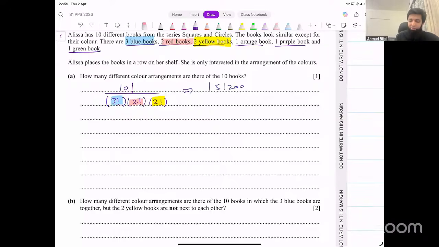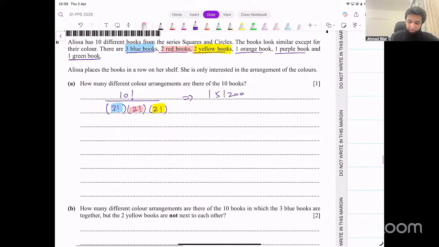151,200. That's our final answer. Okay, that's the first part. We're only arranging the colors. Because we still have 10 books, right? We still have 10 books. We are arranging 10 books.